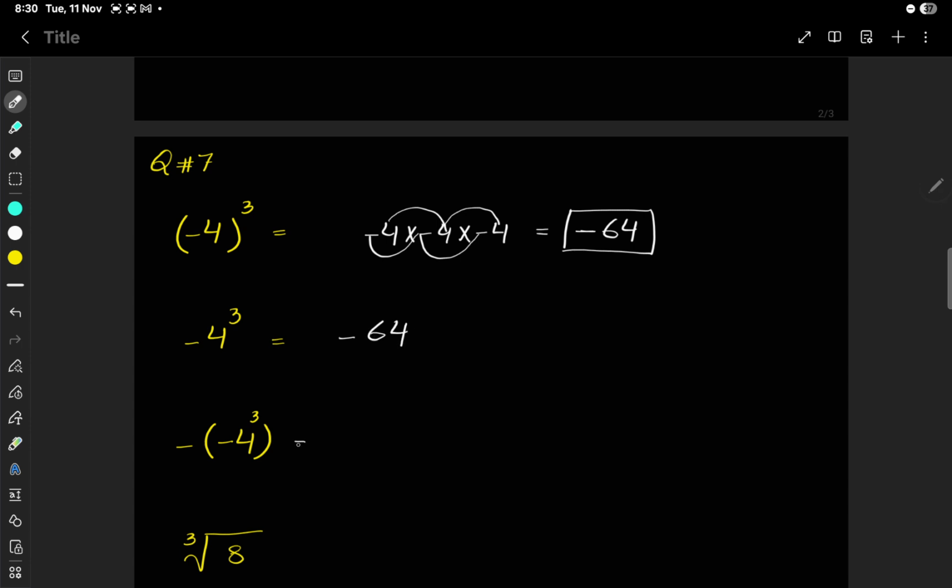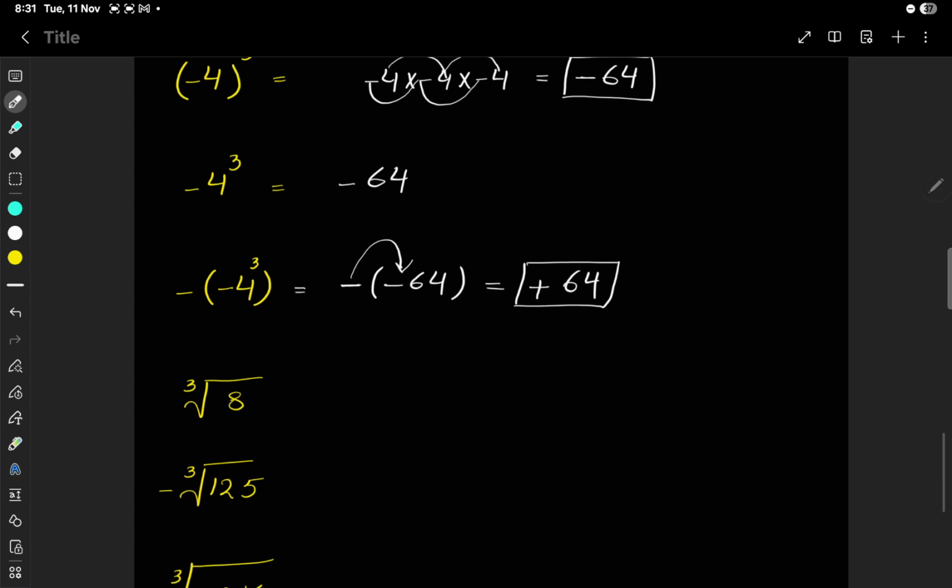In this case, this minus sign will stay outside. We will solve the bracket first. So if we take the minus 4 cube, we know what the answer will be. It will be minus 64. But this time, this minus is going inside and multiplying. When we multiply, the sign changes according to the rule. So minus minus will be plus 64. So the answer of this particular case will be plus 64.